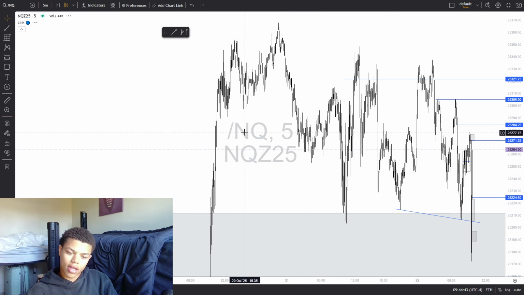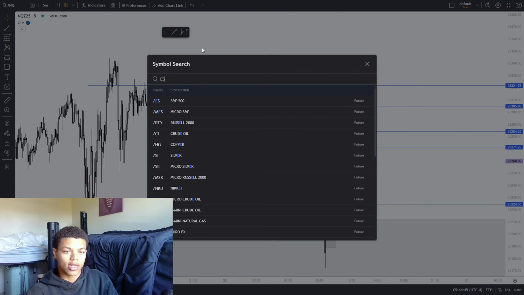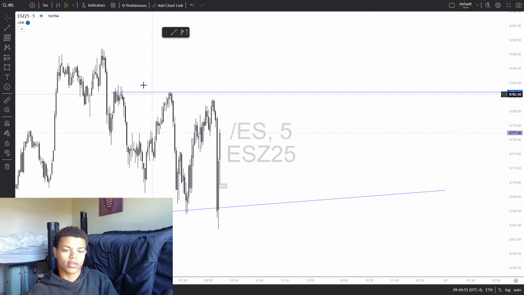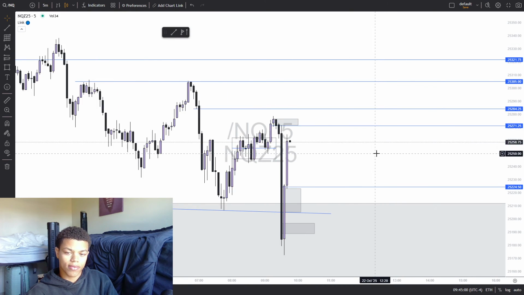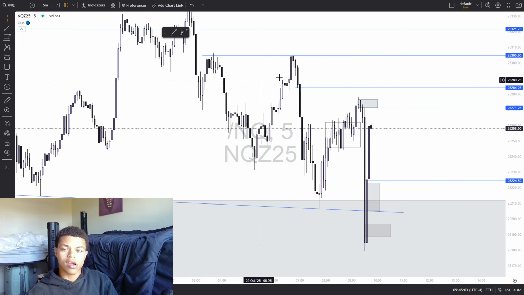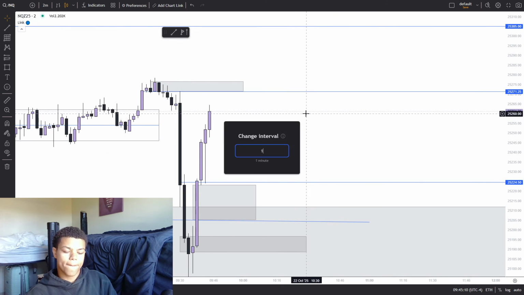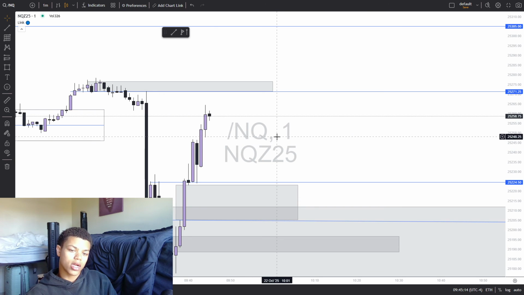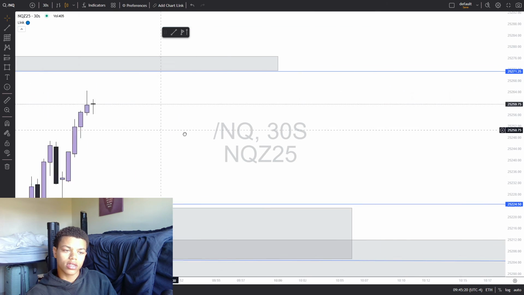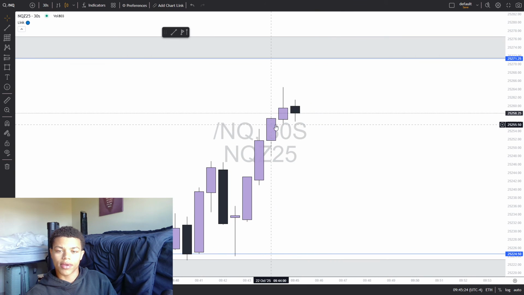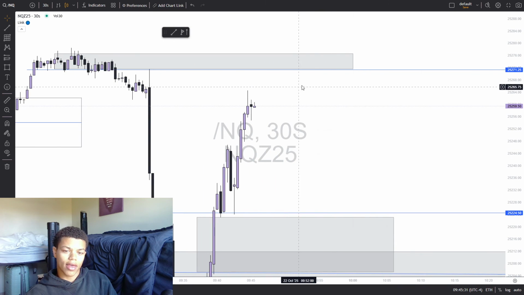I mean, we have very good continuation confluences pushing this play, so I do want to see us take out a lot of this buy side liquidity. Really want to see us make equal highs right here to test that change in state of direction. We've got this 30-second gap here. Kind of just pushed off of that.